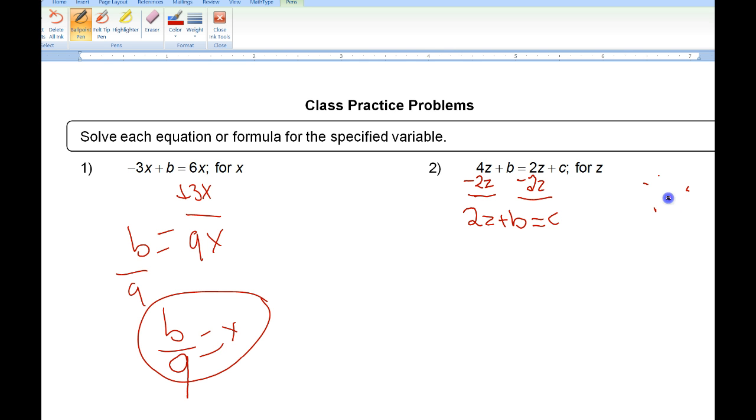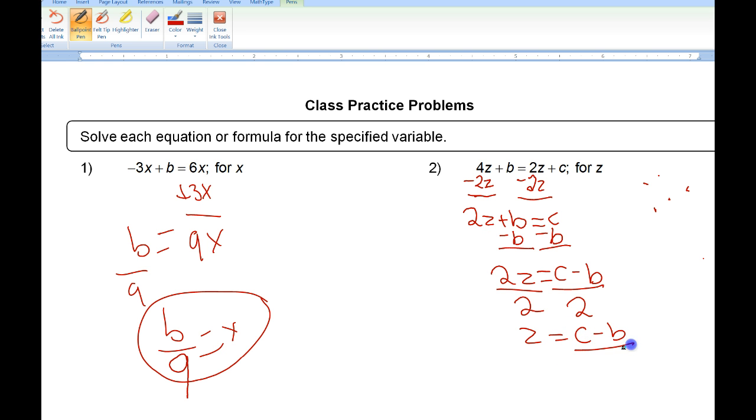Not yet. Subtract the B. Remember, addition and subtraction first, and then multiplication or division. So we're going to do C minus B. 2Z equals C minus B. How's the right side going to look? It's C minus B. We can't combine those, we just put them with the subtraction sign. And then Z equals C minus B all over 2.